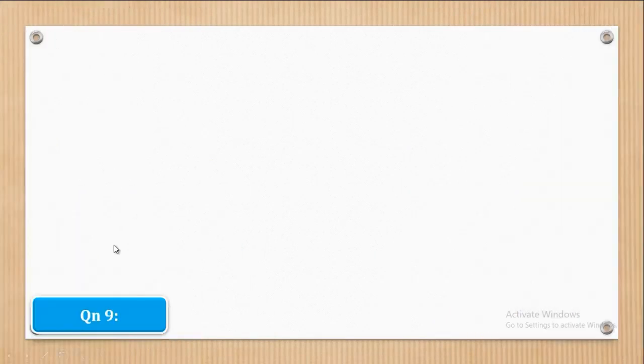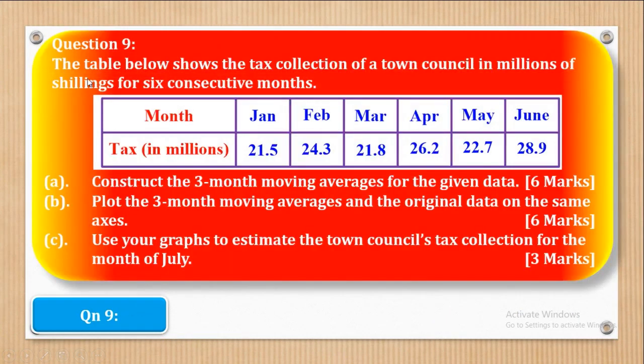So let us start with question 9. Question 9 says, the table below shows the tax collection of a town council in millions of shillings for 6 consecutive months. So these are the months and this is the tax in millions of shillings. Part A, they said construct the 3-month moving averages for the given data, and that is 6 months. So I think let us first try to answer part A.